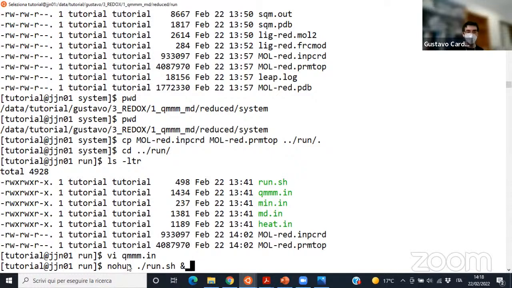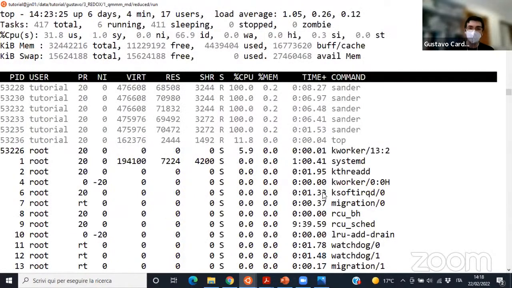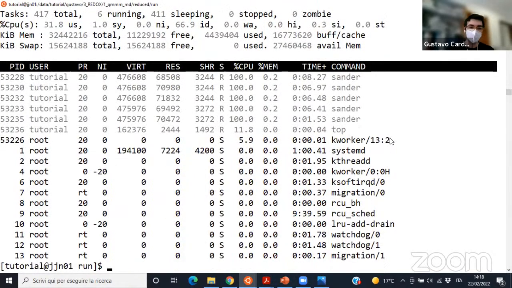I'm already used to doing these things here, but for the sake of the exercise, it doesn't matter. So let's do this, and hopefully everything will work properly. We can see with top that it is running. A lot of people have already launched it, which is great.